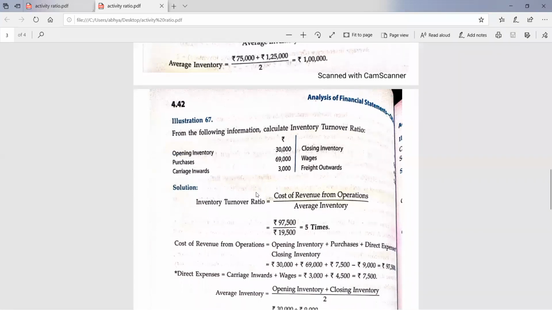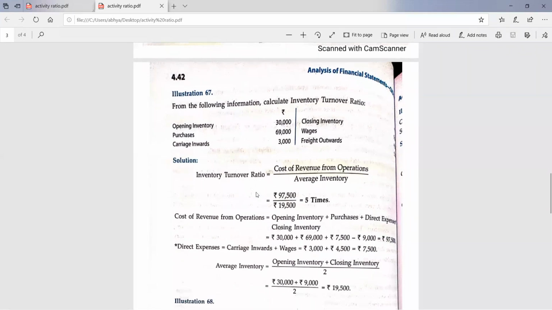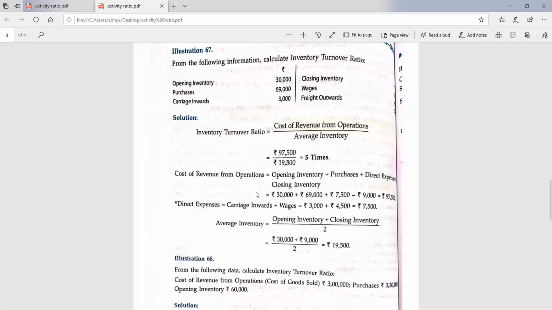So carriage inward is a direct expense. Wages is also a direct expense. Freight outwards is not a direct expense, it's indirect. Freight inward is direct. So we will not be considering this freight outward here. So the cost of revenue from operations is 97,500, and average inventory, opening inventory plus closing inventory, 30 plus 9, is 19,500 average. Find out next.